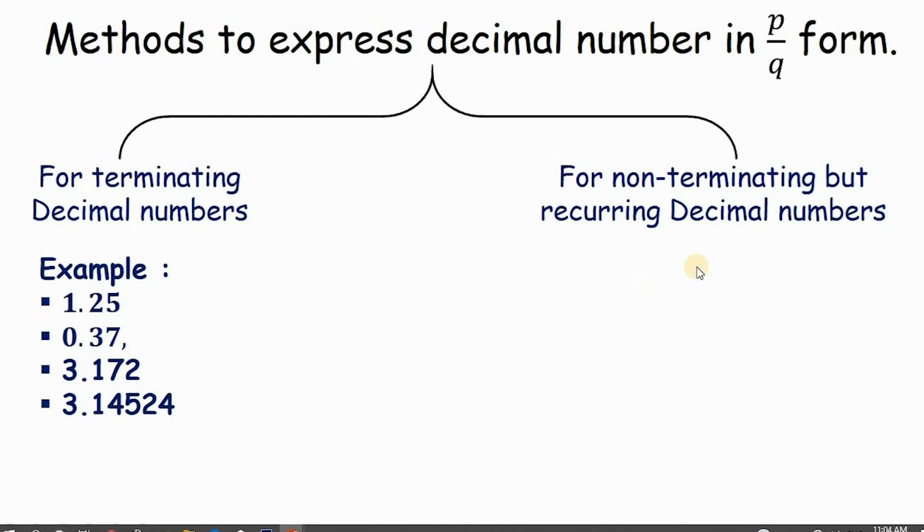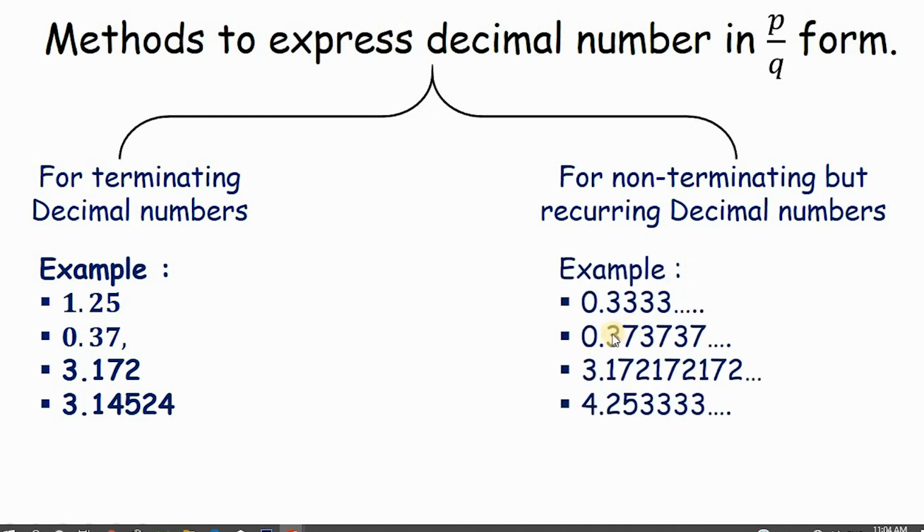The other part is for non-terminating but recurring decimal numbers. For these we have examples like, in the first, 0.3333, in the second 0.373737, in the third 3.172172172, and in the fourth 4.253333, and so on. In the first example only one digit is repeating, that is 3. Here only 3 is repeating after the decimal point.